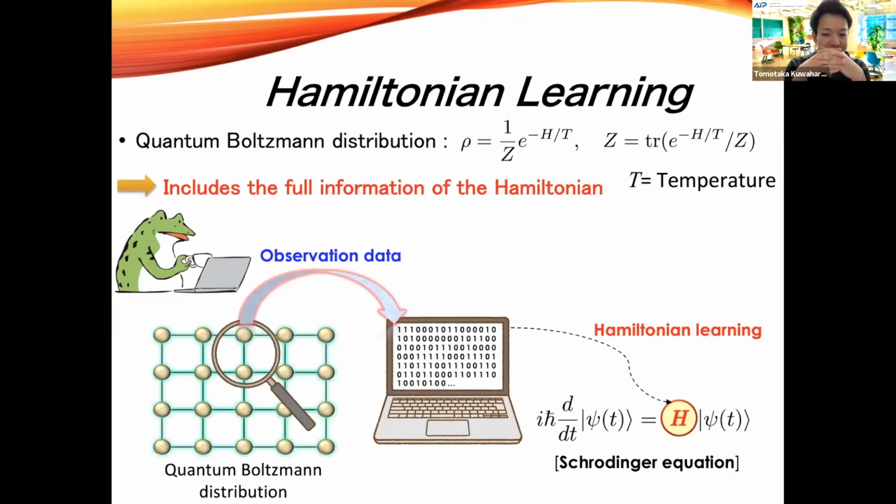Okay, so I will show the Hamiltonian learning in more detail. As the first point, the quantum Boltzmann distribution includes the full information of the Hamiltonian. As shown by this equation, the quantum Boltzmann distribution is only characterized by the temperature and the Hamiltonian. Then, thanks to recent quantum technologies, we can perform a measurement of each of the quantum particles, and obtain classical data samples. Then by using this classical data sample, we estimate the quantum Hamiltonian.